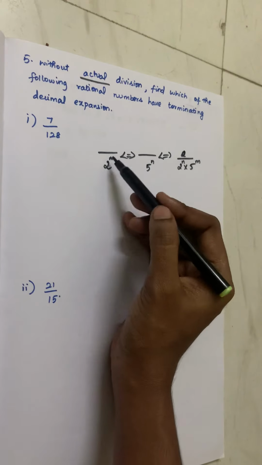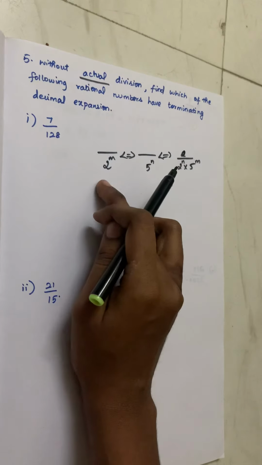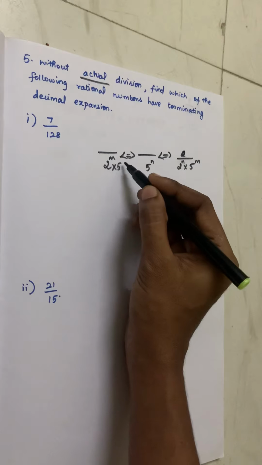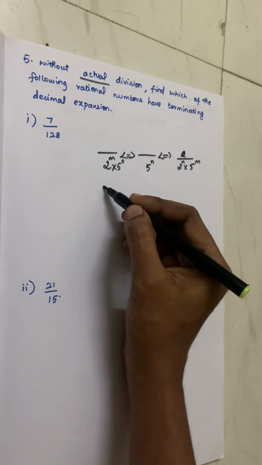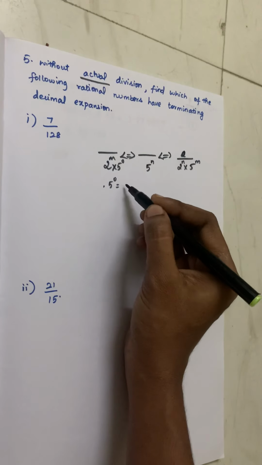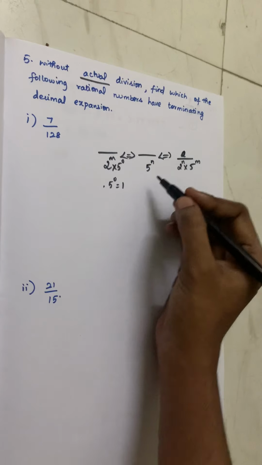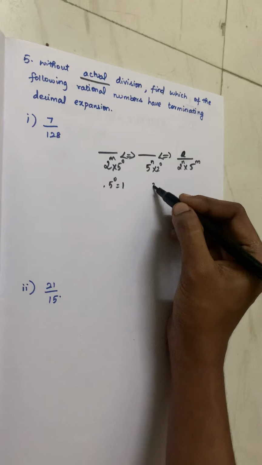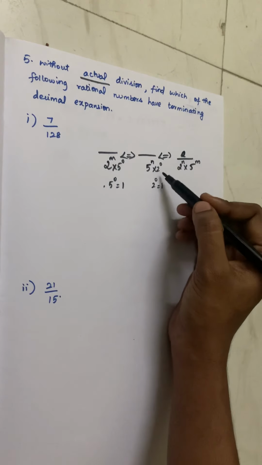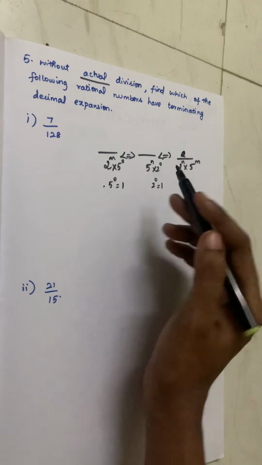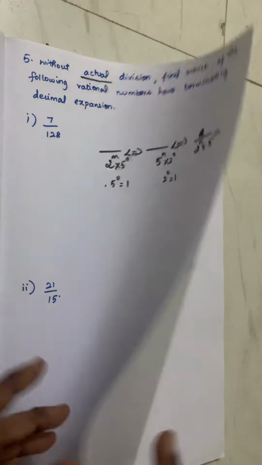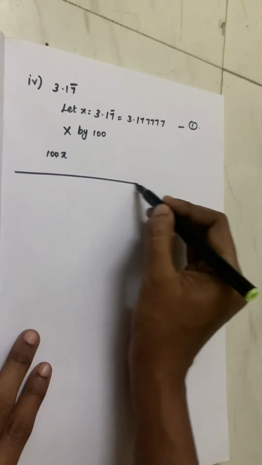If in the denominator only a power of 2 comes, you can add 5 power 0, because 5 power 0 is equal to 1. Likewise, you can add 2 power 0, and 2 power 0 is equal to 1. There will be no change. In the same way, if you do the sums, you can understand easily.